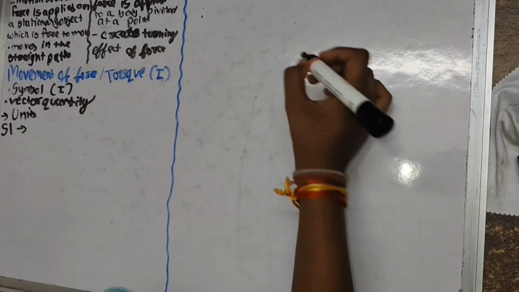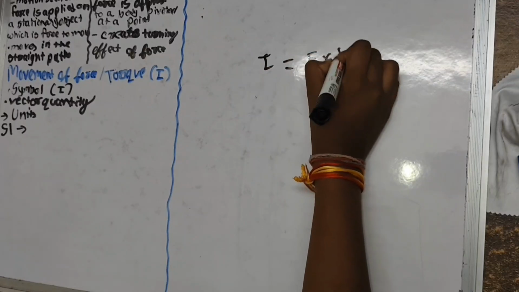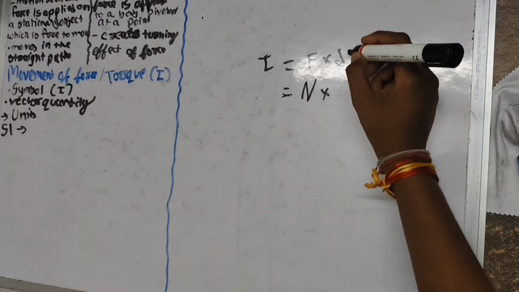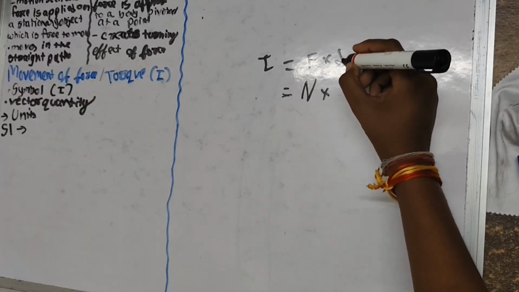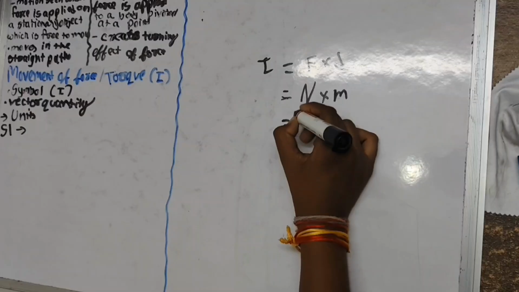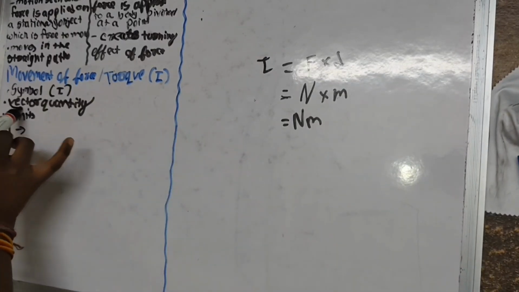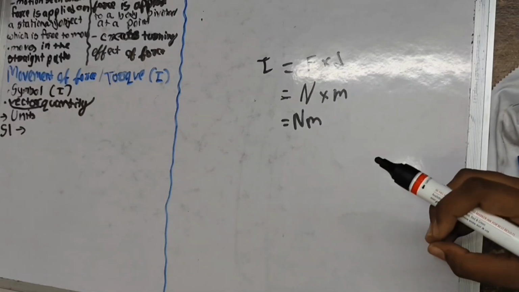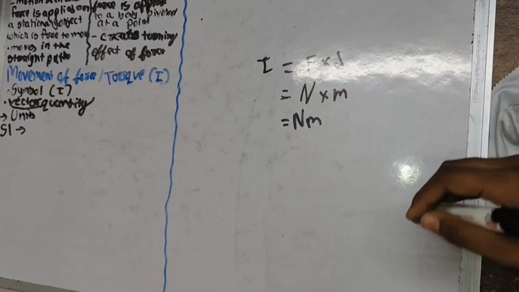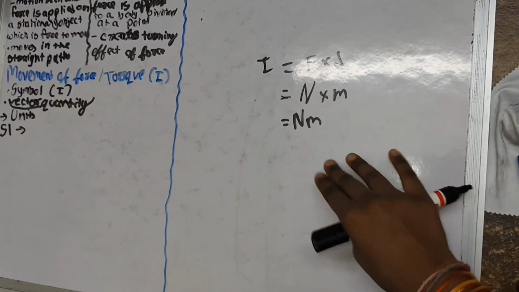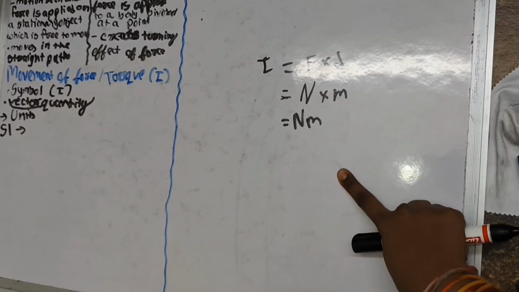So we have learned that torque is force into displacement. The SI unit of force is Newton, and the SI unit of displacement is meter. So it is Newton meter. But this Newton meter is not known as joule, because torque is a vector quantity, and work or energy is a scalar quantity. So this is the reason why it is not written as joule.